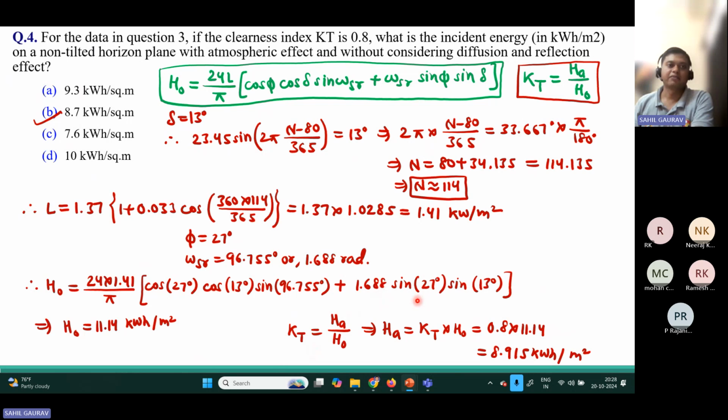In the next problem, they are asking about the incident energy on a non-tilted horizontal plane with atmospheric depth, without considering diffusion and reflection effect. So they are asking about H naught. For finding H naught, we know the expression 24 I_sc upon pi, cos phi cos delta sin omega_SR plus omega_SR sin phi sin delta. And the tilt factor is H_T upon H naught.